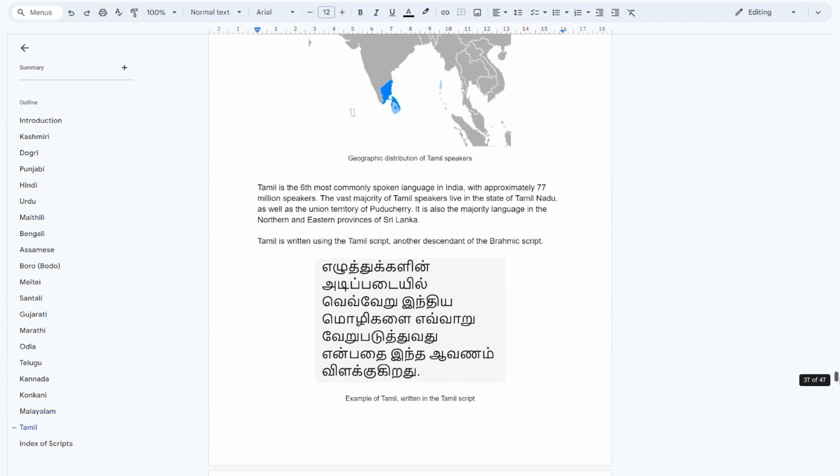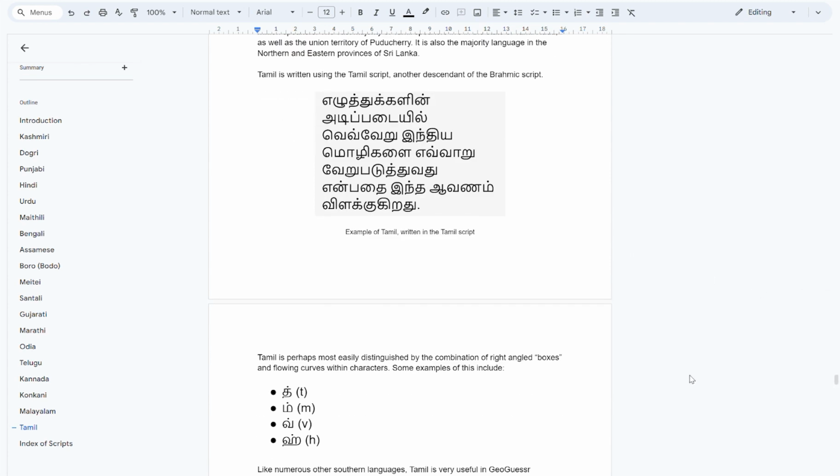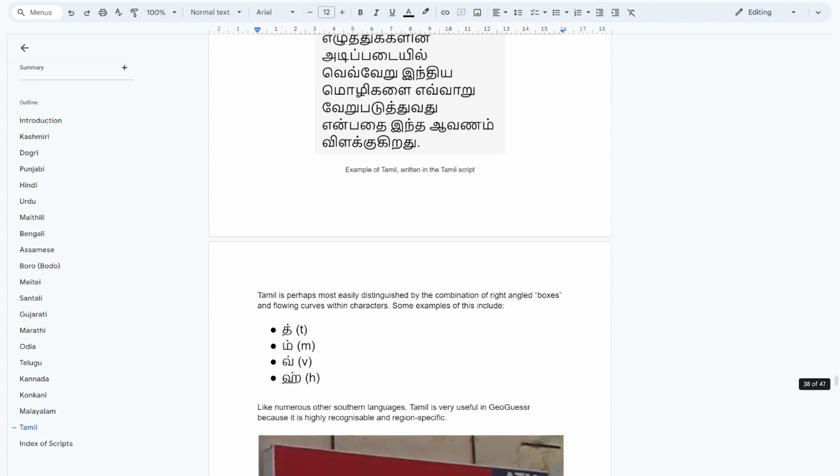Tamil is written using the Tamil script, which is pretty distinct. Again, it's difficult to describe exactly the most distinct features or how to identify Tamil. It's just something that you should hopefully be able to pick up with enough practice of looking at different scripts. Perhaps the best way of thinking about it is that you've got a combination of right-angled box type characters and then also flowing curves. So you see a lot of these characters have a combination of right angles and also a flowing curvy part.